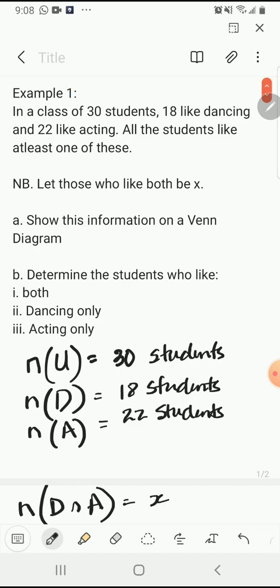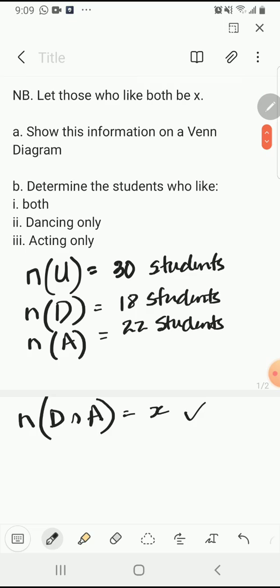Now usually students would say to me, but miss, when I add 18 and 22, I get more than 30. Yes, you're going to get more than 30 because some of the students who like dancing also like acting. And those who like acting, some of them also like dancing. You don't know that figure, so that is what we call X. That's our unknown. And that's what we're finding in part I of the question.